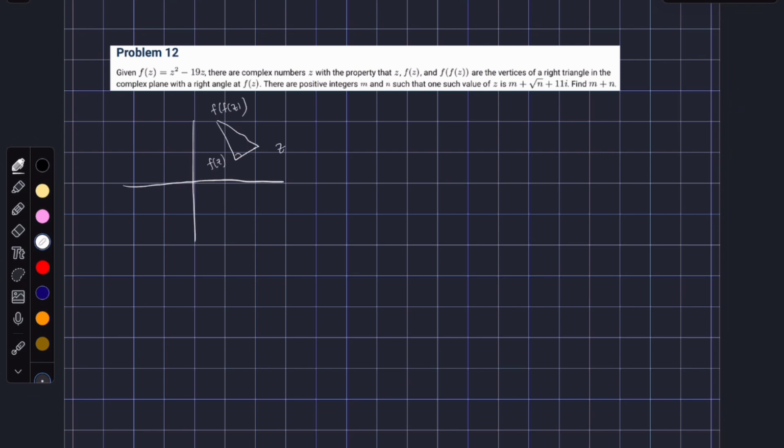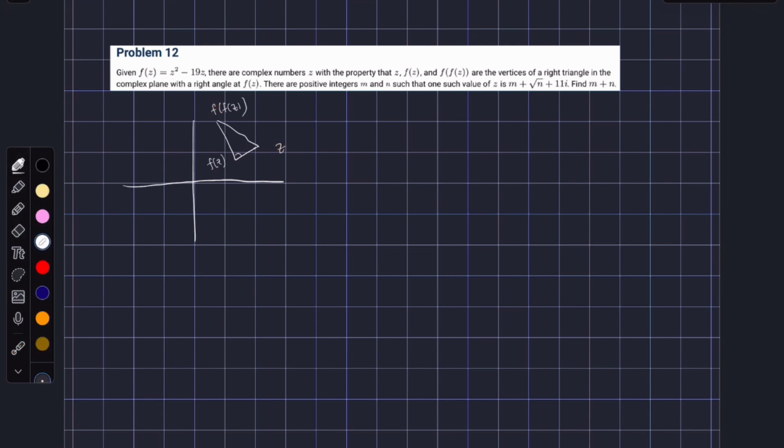And in this case, this may not be a 45-45 triangle, so we're going to multiply it by Ri. That would rotate our complex number 90 degrees, but that would be about the origin over here. However, we are rotating about f of z. So we're going to have to treat f of z as the origin. So we're going to have to rewrite these two points, right?